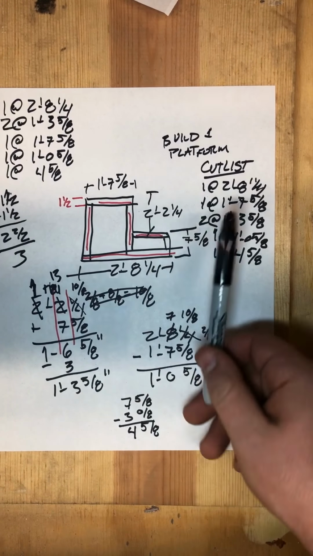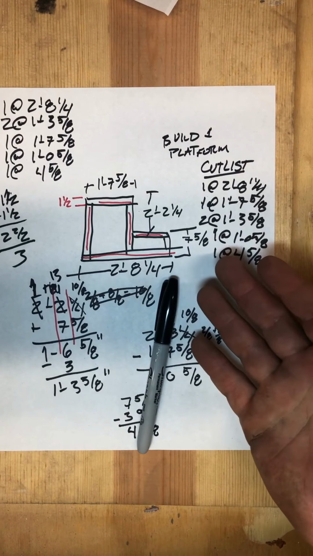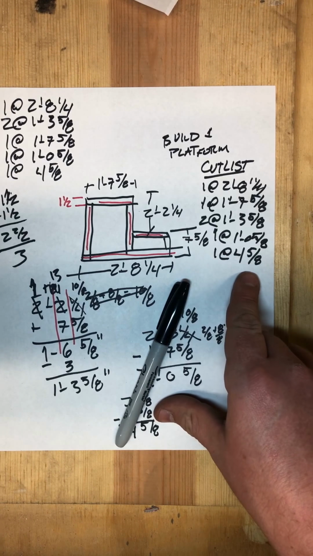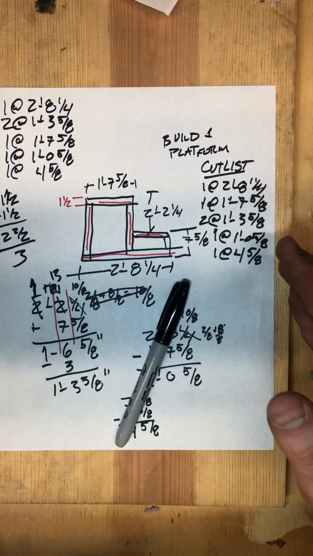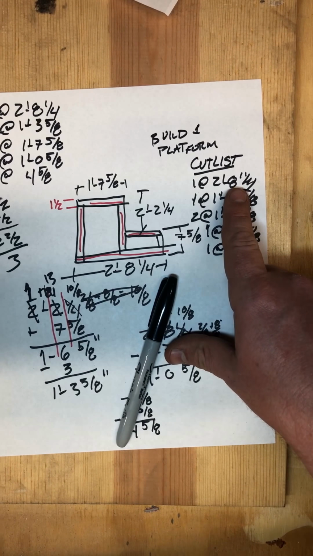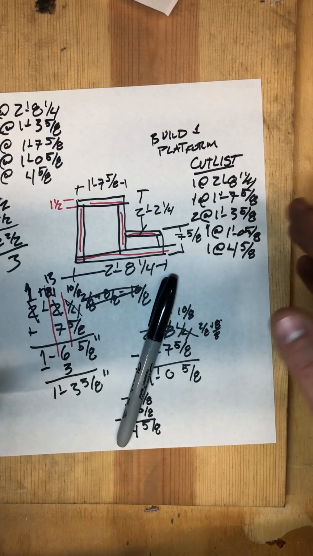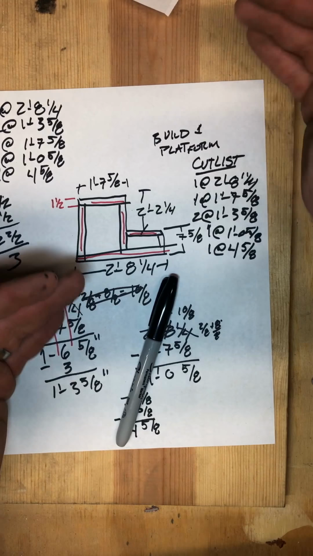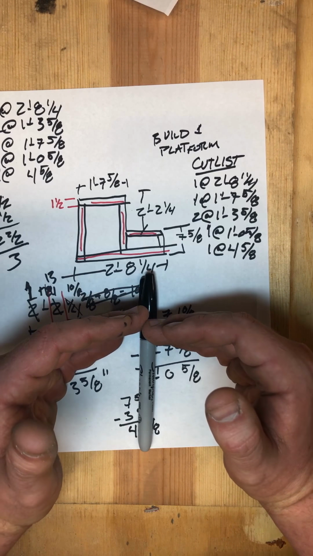The reason that we always cut things from longest to shortest is you might end up with a piece of scrap that you can get 4 5/8 out of. But if I've got a 3-foot board and I cut 4 5/8 off of it, I can't cut my 2 foot 8 1/4 anymore off of that. So by always doing your longest pieces to your shortest pieces, it gives you the ability to not waste as much material.